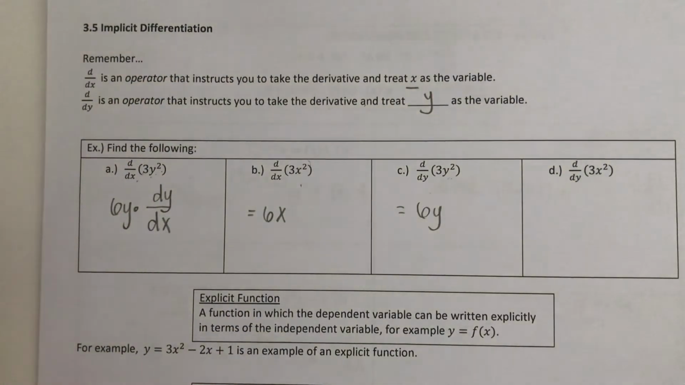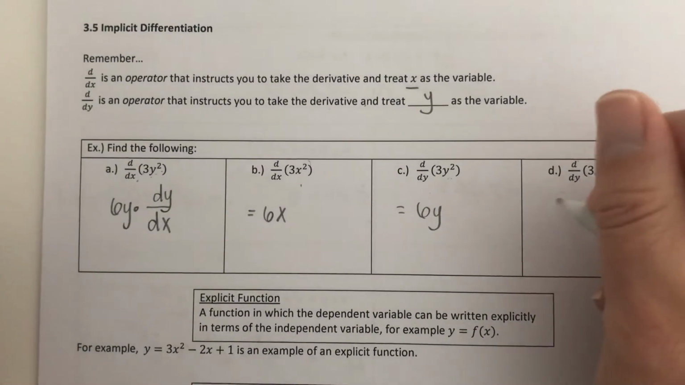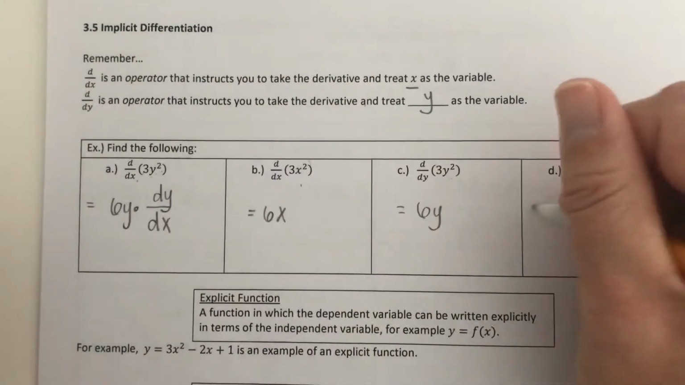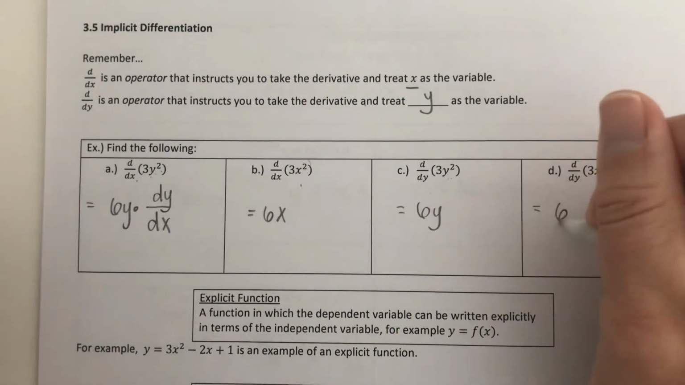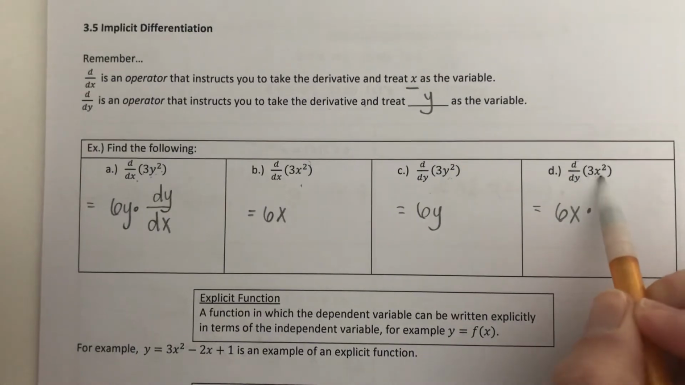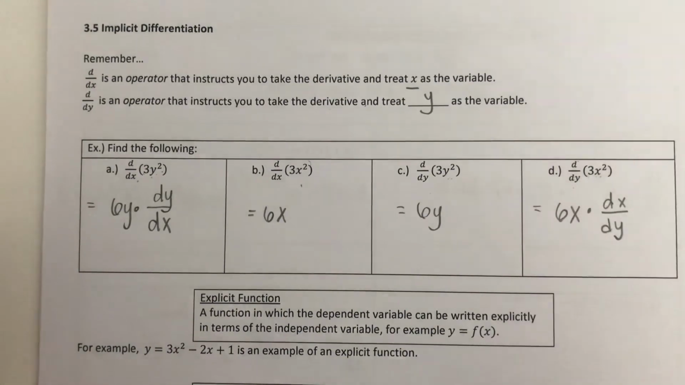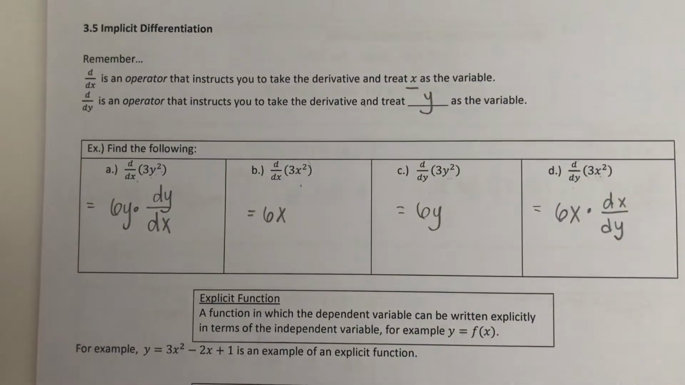So let's go ahead and try d. This says d/dy of 3x squared. So again, taking the derivative like normal, we are going to have 6x times the derivative of x with respect to y. So this time dx/dy. Implicit differentiation is going to be used throughout, and it is a challenging topic. So the more practice, the better off you will be.